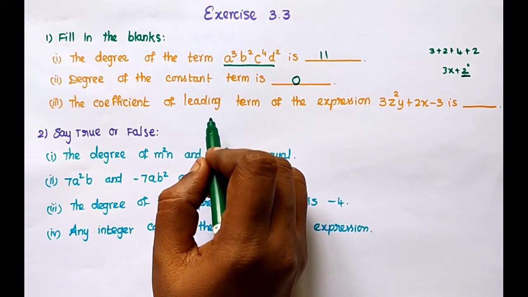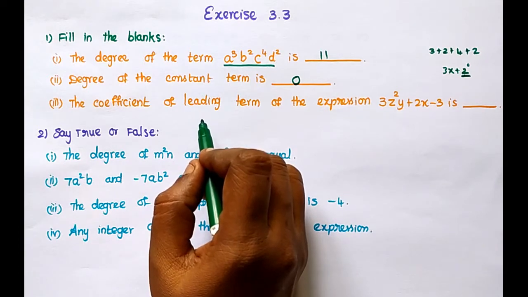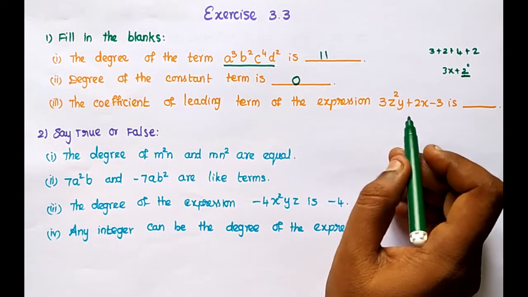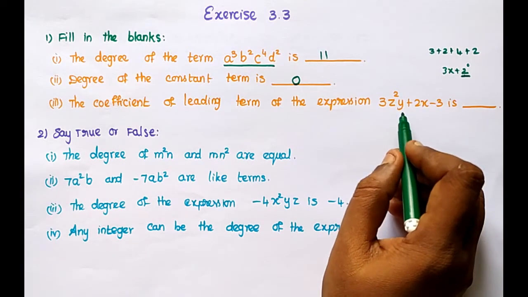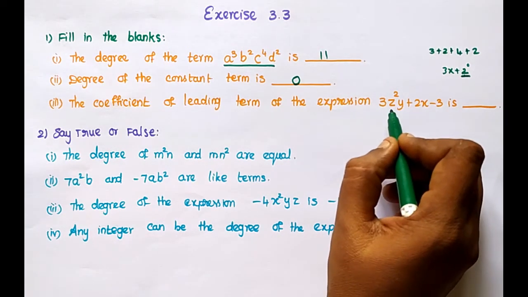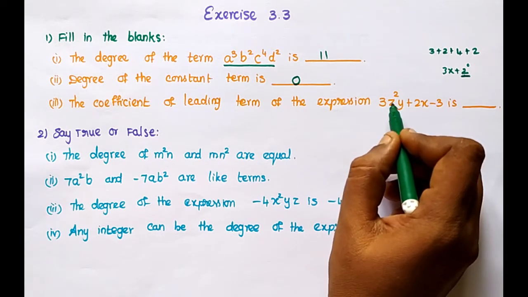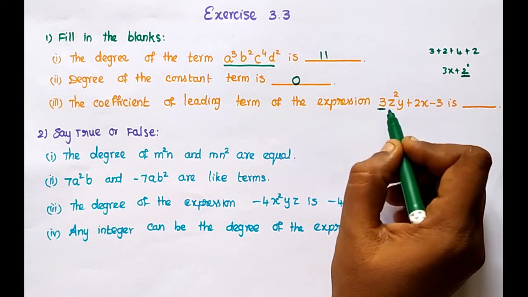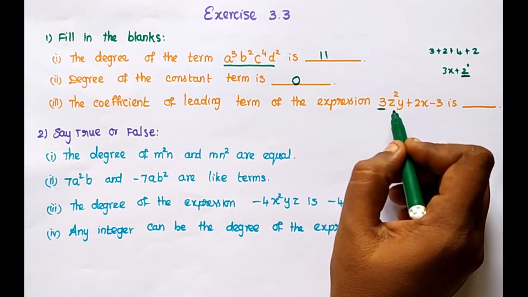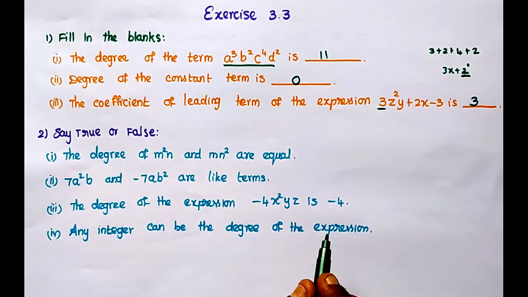Leading term, coefficient of leading term. Which one is the leading term here? 3z squared y. So, its coefficient. Coefficient means whatever number is there in front of the variables, that is the coefficient. The coefficient of z squared y is 3. That is the answer.